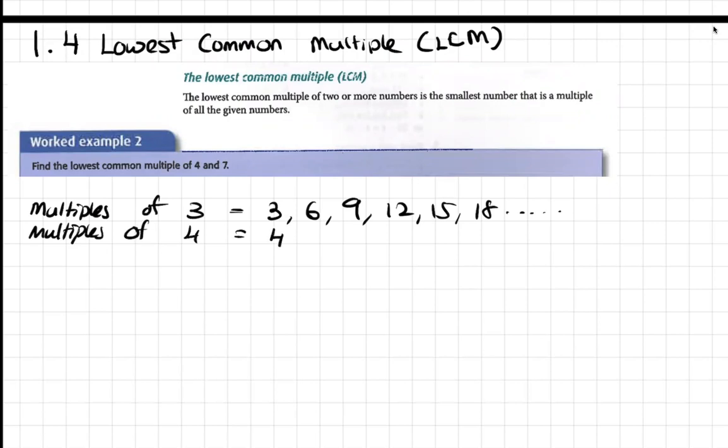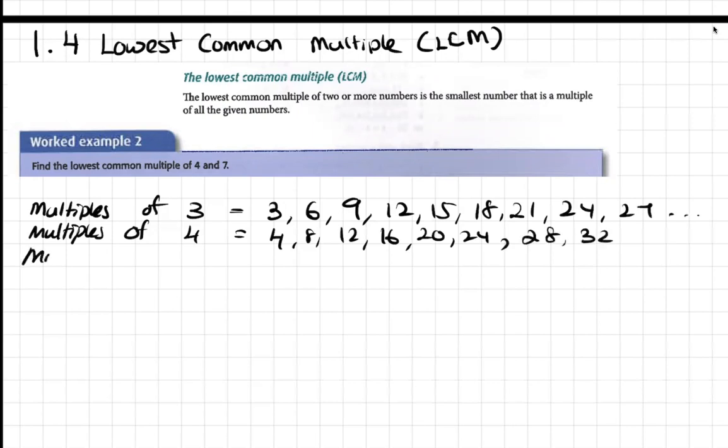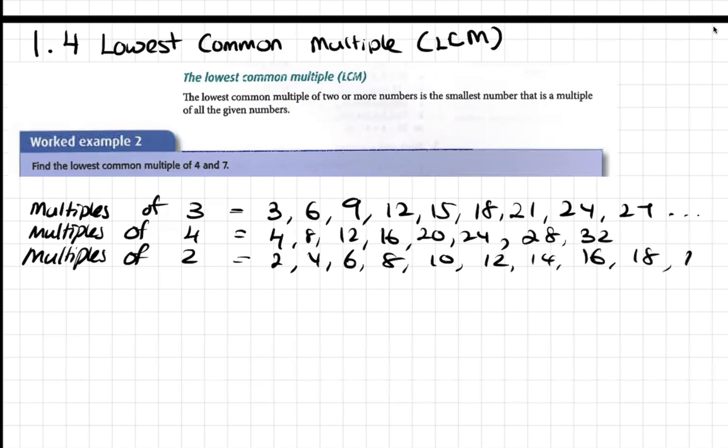4, 8, 12, 16, 20, 24. Let's just continue this a little bit. 21, 24, 27, 28, 32. Then if I want multiples of 2, 4, 6, 8, 10, 12, 14, 16, 18, 20. Okay, so if you look at this, they have common multiples.